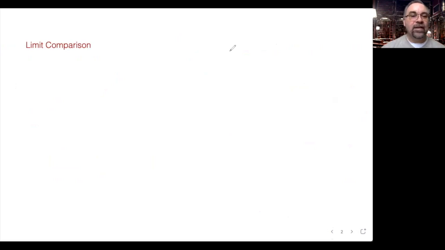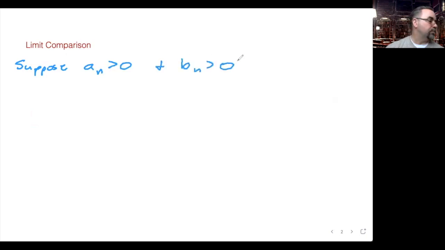And so for limit comparison, we're going to have 2 sequences. And we say, well, suppose we have the sequence a sub n that's greater than 0, and we have b sub n that's greater than 0.